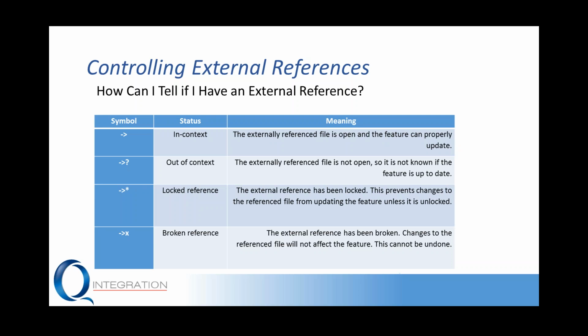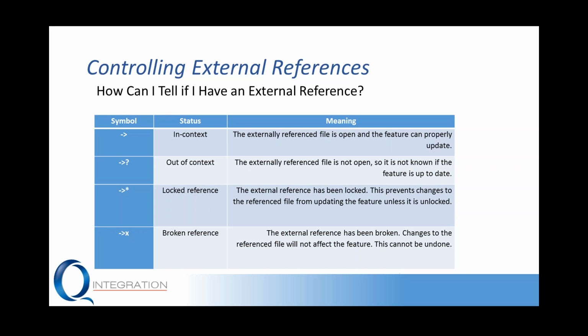So how can I tell if I have an external reference? Well, if we take a look at this table, a great way to identify this is right through the design tree with the symbols. And many of you may have seen these symbols before, and you might not be sure exactly what they mean. Well, here's a chance to get familiar with those. Taking a look at the first column on the left, we have our symbols. The external reference is noted by the arrow after the component name or feature in the component. And then we have a particular status, and I've also got a little bit of a description for these.